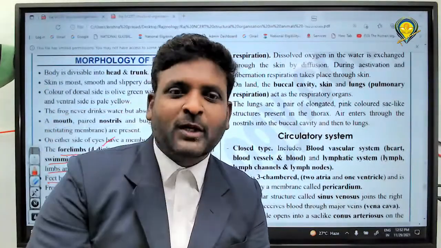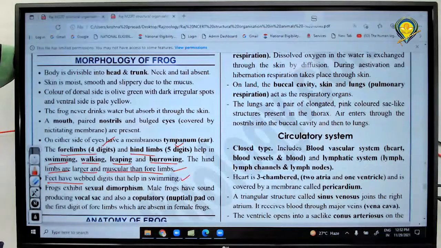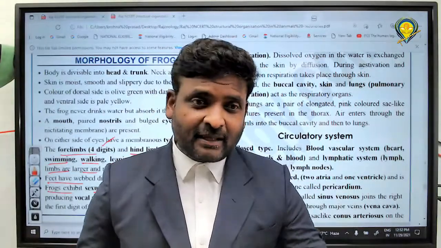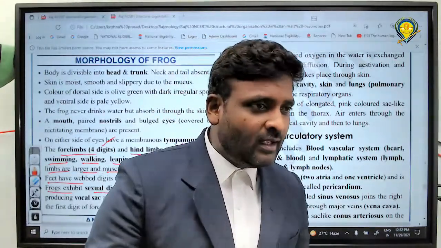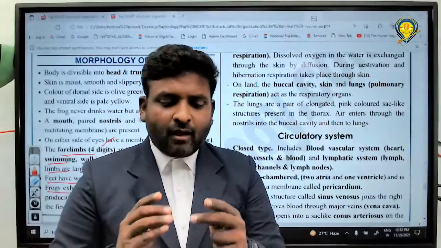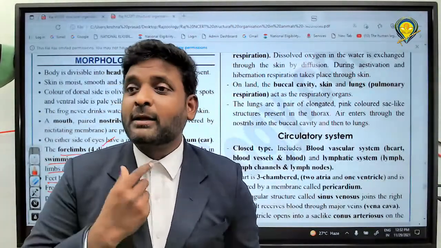We can swim, right? We can always float, right? Next one, frogs exhibit sexual dimorphism. What does sexual dimorphism mean? Sexes are separate, so male and female will be different. Okay, right, that was good.